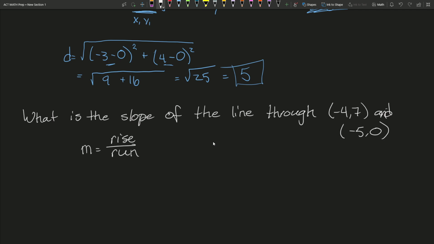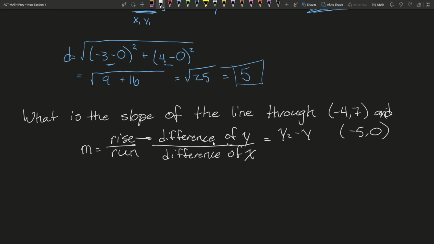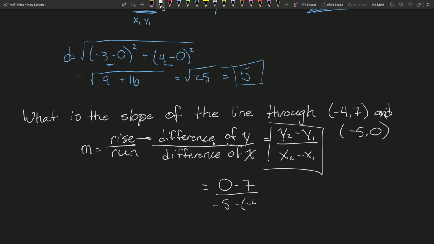Okay. So rise is always going to be the difference of y's. And then run is always going to be the difference of x. So this is always going to be y2 minus y1 over x2 minus x1. You're almost there, but this is the correct one. All right. So then what is the slope between negative 4, 7 and negative 5, 0? Yes. And what does that simplify to be? Which is just 7, right?